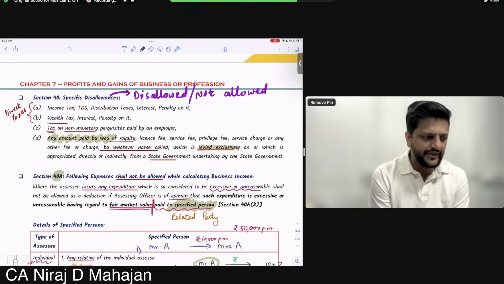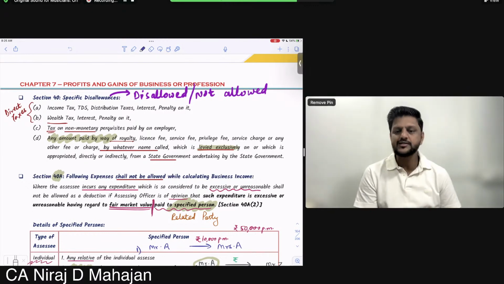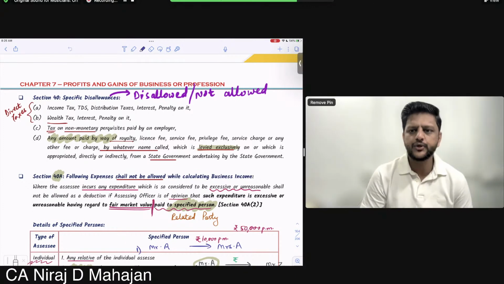Section 40A is a separate section. 40A, bacho. 40A is a separate section. Again under that, not disallowances. Under that, 40A(2) is what, bacho?